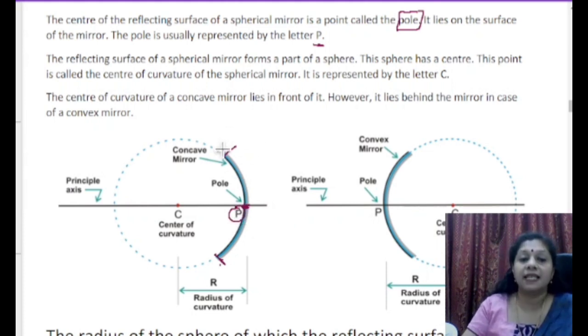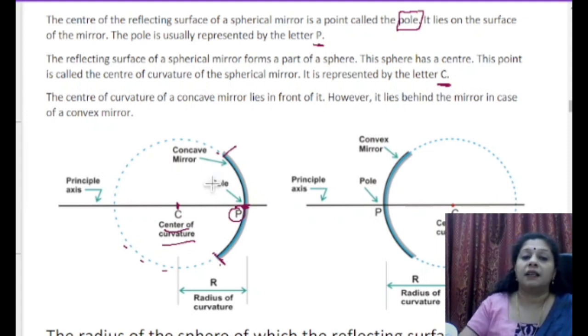Now second one, we can see that it is a part of a mirror. You can see this dotted line, that's the entire sphere from which the mirror has been taken. So imagine that entire sphere is there. That sphere has got a center, that is called a center of curvature. So even if we are taking only this part, it was a part of the sphere, and the center of that sphere is called a center of curvature. So it is represented by C.